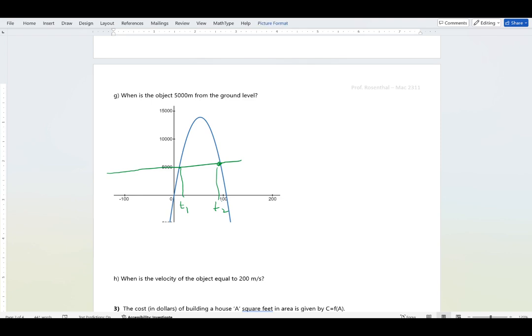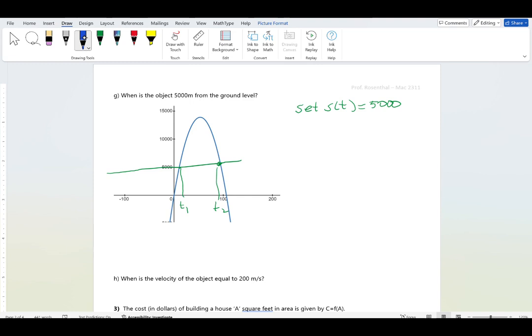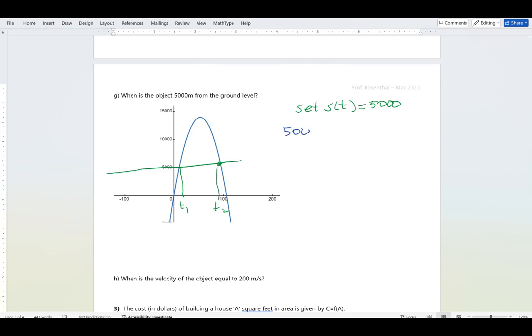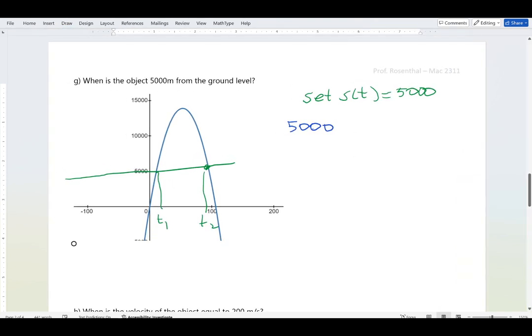So what we need to do is set the distance equation equal to 5,000 and solve for t. That will give us the time when the object is exactly 5,000 meters from the ground level. Okay, to do that we need to remember our S of t equation and set that equal to 5,000. So 5,000 equals, you can look it up from the other page, but it was negative 4.9 t squared plus 520 t plus 100.